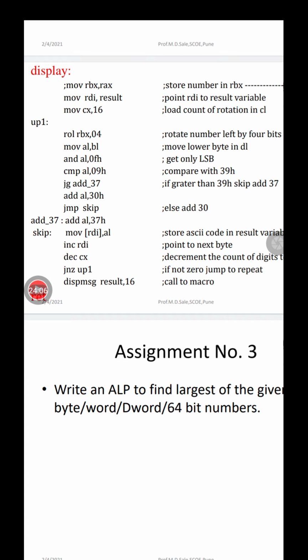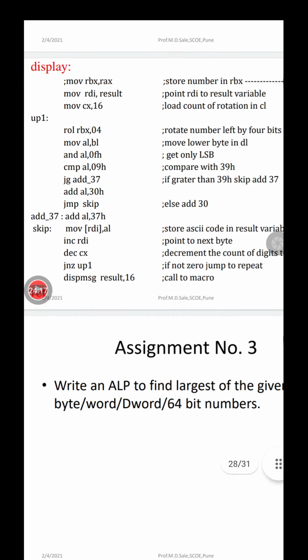So JNZ is a conditional jump instruction. Again it will roll RBX by 04, so the next digit will be available at the lower significant position. Move AL, BL, the same thing. Again ANDing. Again the same thing is repeated. It gets converted into its ASCII value and it gets stored in the second position of the result array.